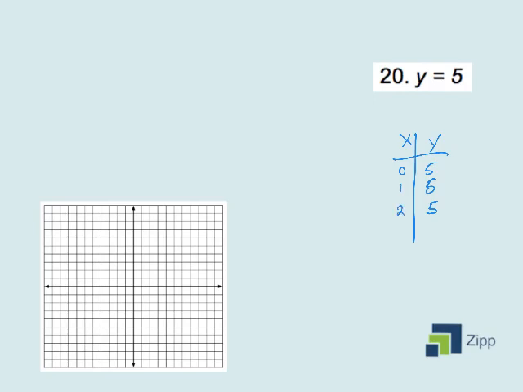0 over 5 up. It's right there. 1 over 5 up. It's right there. 2 over 5 up is right there. Connect those dots with the straight line. And put arrows on the end because the line's infinite.